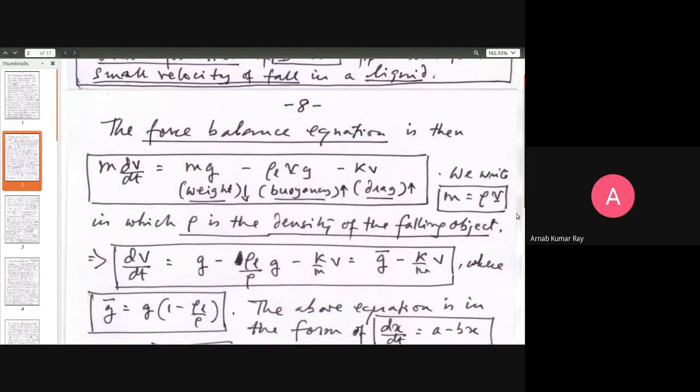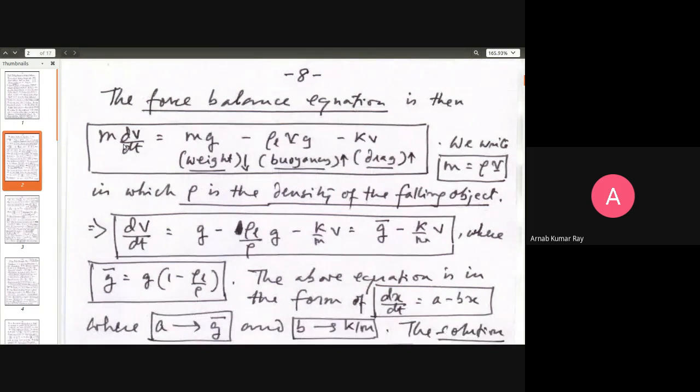Let us see. First of all, the mass of the object is its density rho, the density of the falling object, times its volume V. So if I divide this equation throughout by m, I will have dv/dt is equal to g. And then here I will have rho L into V by M, but M is to be seen as rho into capital V. See, there are two V's over here. One is the V of the velocity, this is a small v. And the other is the V of the volume, this is capital V. But anyway, very soon we shall eliminate this volume business.